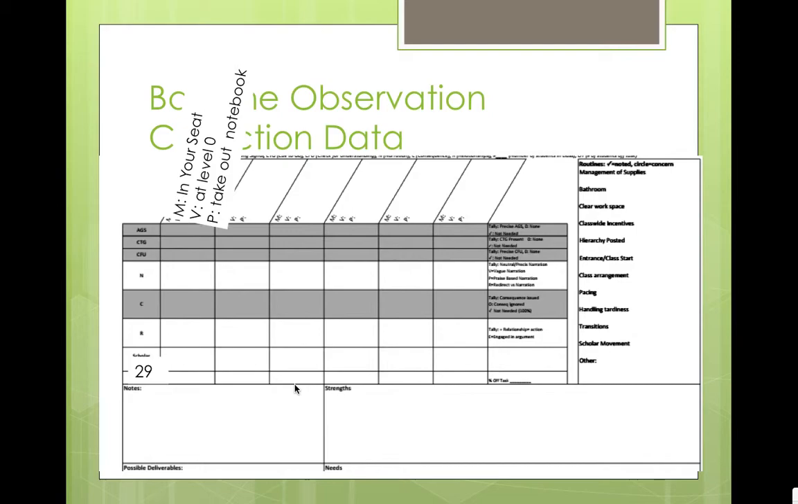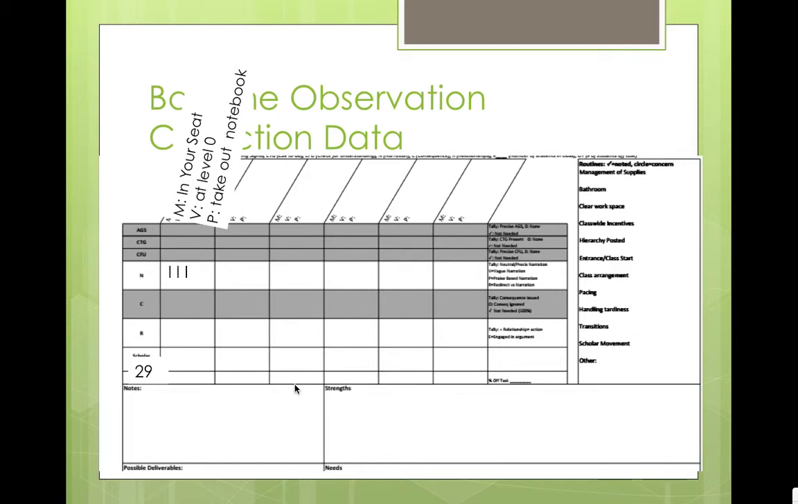Underneath this category, we are then going to tally the N for narrations, C for consequences, R for relationships, and scan the classroom for number of students off task. The teacher says, "Sarah is in her seat, Jerome is 0, and Raven is taking out her notebook."